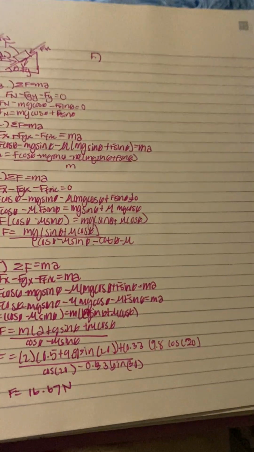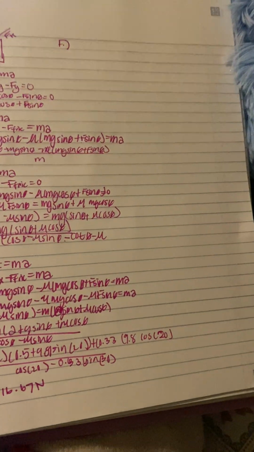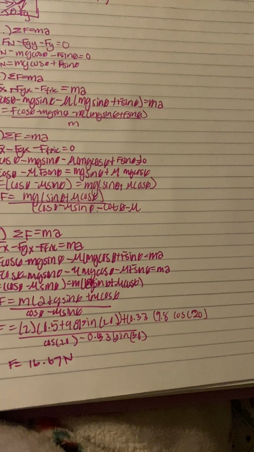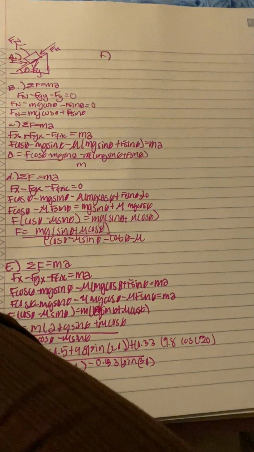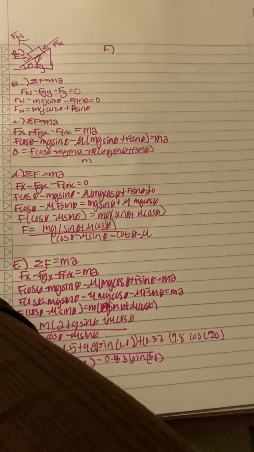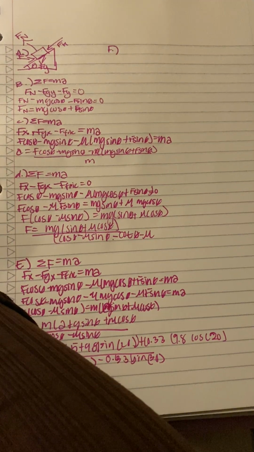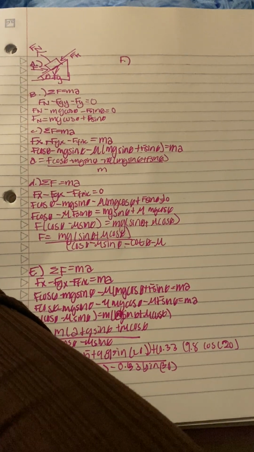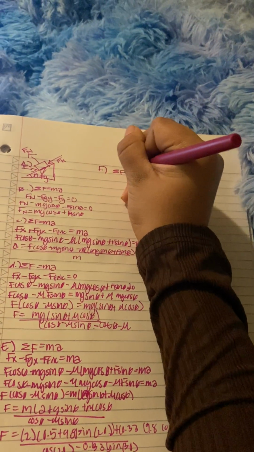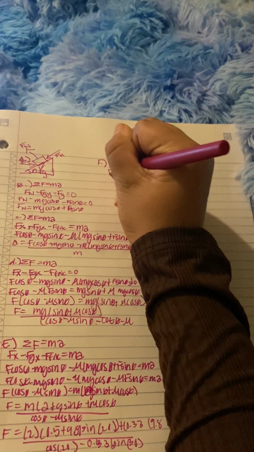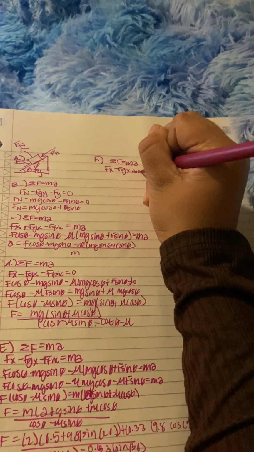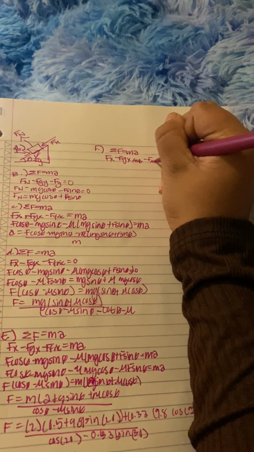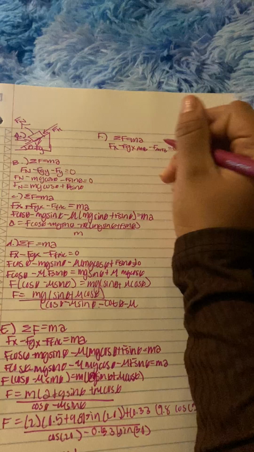For part F, if an additional second block of mass 4m is now placed in contact with block m, derive an expression for the magnitude of the force F required to keep the system motionless. Okay, so for this, we would again do the net force equal to mass times acceleration, F of x minus Fg of x of a plus b minus F friction of a plus b, and the acceleration would equal 0.